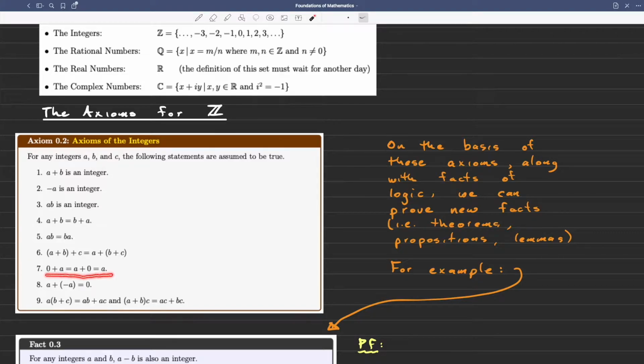7 just says that 0 has a special property. When you add 0 to any other integer, you just get back that same integer. 8 is the additive inverse property, that whenever you add a to negative a, you get 0. And then part 9 is a distributive property, that multiplication distributes over addition. So these are things that we just assume are true. And like I said, we wouldn't assume something as an axiom if we can prove it.